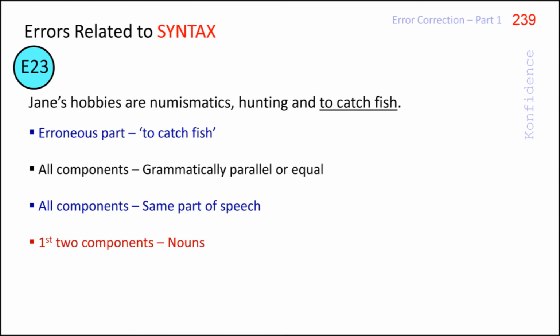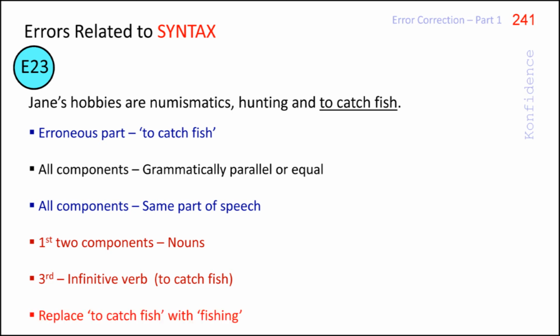In the given sentence, the first two components are nouns, numismatics and hunting. But the third is an infinitive verb, to catch fish. So it must also be in the noun form. Hence, to catch fish should be corrected to fishing.